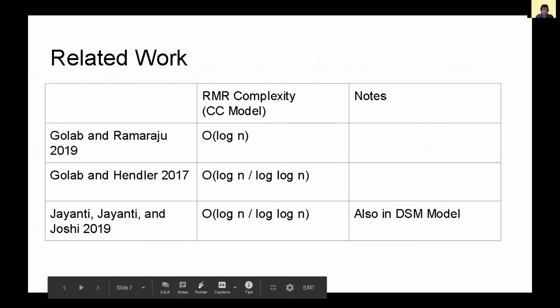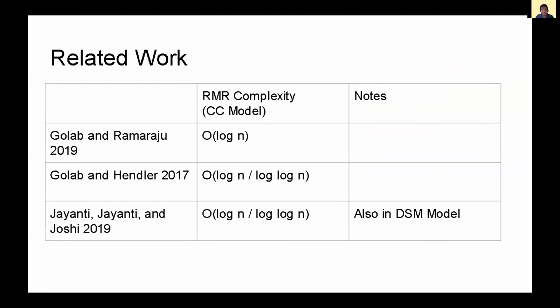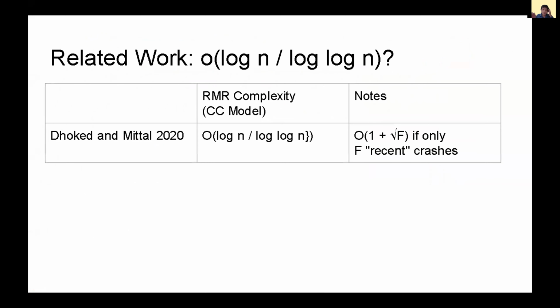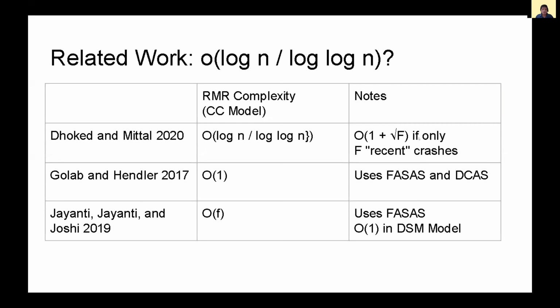Now, this work has been gone over before, so I'll skip to the part that we are interested in, which is the work that goes beyond the log n over log log n lower bound that we commonly see. The best student paper had one such result. They showed that when there are only f recent crashes, then you can bring the RMR complexity down to 1 plus square root of f. And there are two other papers that achieve better worst case bounds, but these papers use non-standard primitives that are not implemented in common hardware architectures.